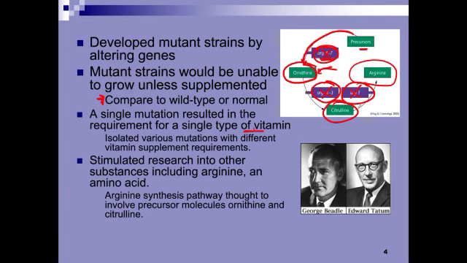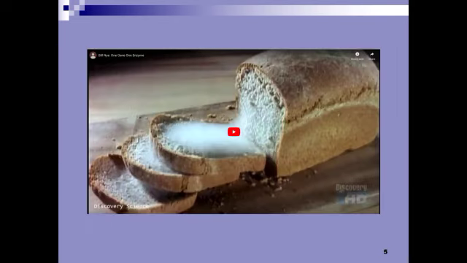So all of these are amino acid precursors. And Beetle and Tatum were just looking at these different mutations, where they were occurring and how many of them. So this is known as the arginine synthesis pathway. Arginine is an amino acid that has to be synthesized, and it's thought to involve these precursor molecules, ornithine and citrulline. And so that's why Beetle and Tatum were adding these to the media to see what the different mutations were.